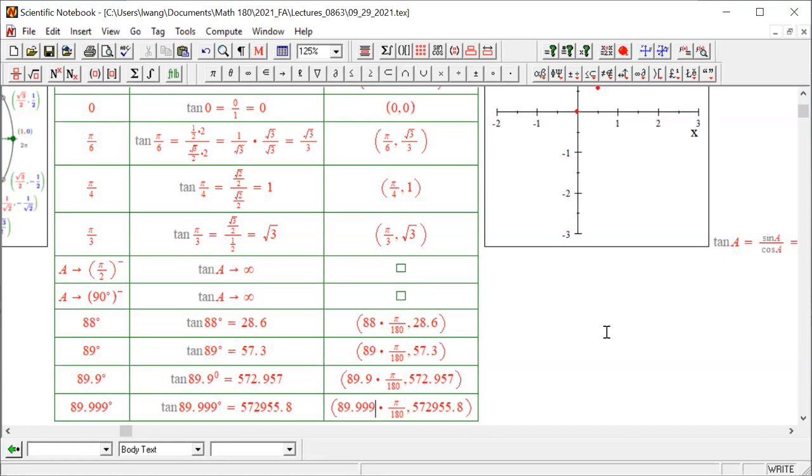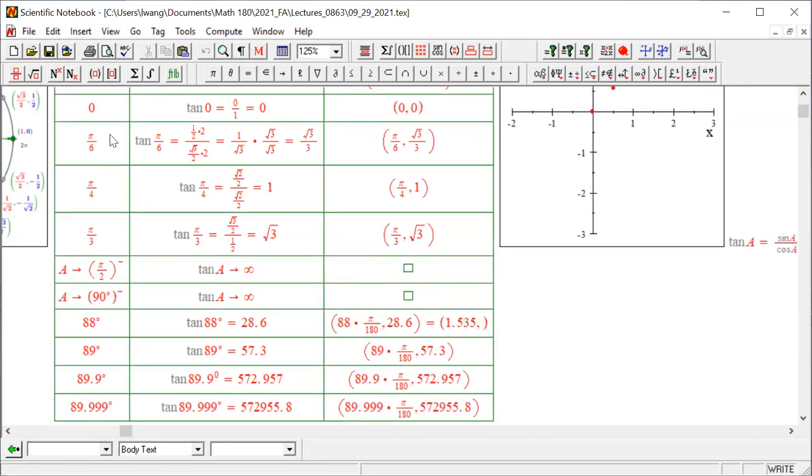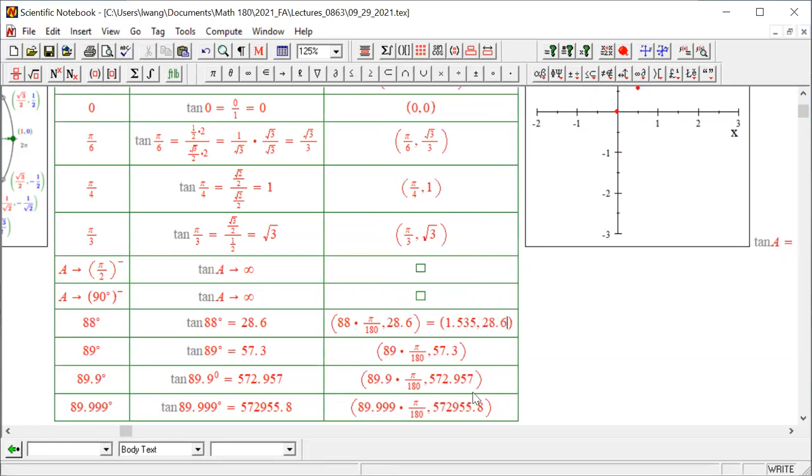Now you know the formula, right? 88 degrees equals 1.535 radians. Thank you, Farouz. You're welcome. So 88 degrees equals what? I'm going to write it as 1.535 radians. And the output is 28.6. And the next one.